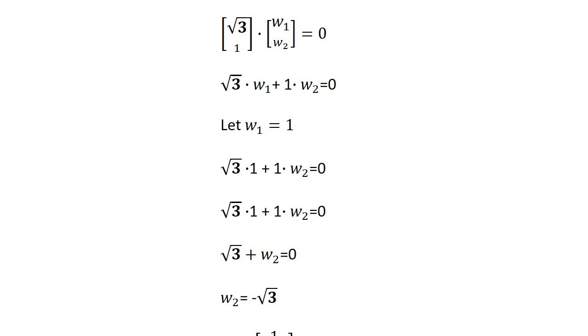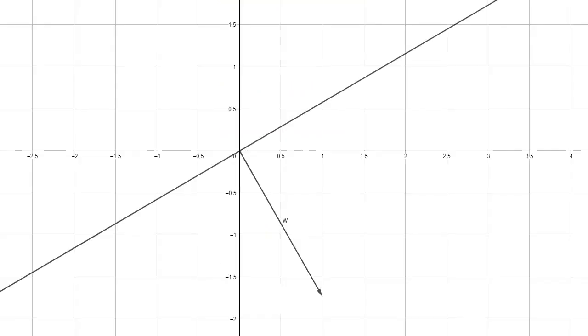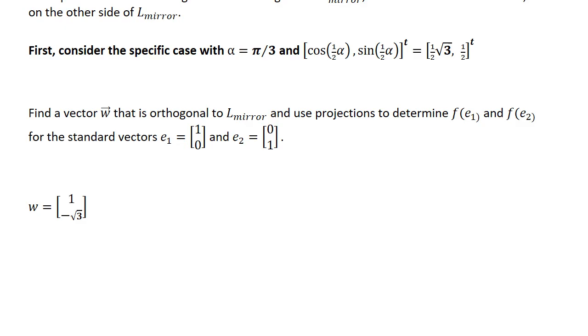So I'm going to let W1 equal 1, and then I can solve for W2, which then gives me the value of W, which in this case is (1, negative the square root of 3). Now we can draw W, and you can see that it's definitely perpendicular, definitely orthogonal to our line. So we've found a vector W that is orthogonal to L mirror now. There are plenty of other vectors that are orthogonal to L mirror, but we just needed to find one, and we found one.